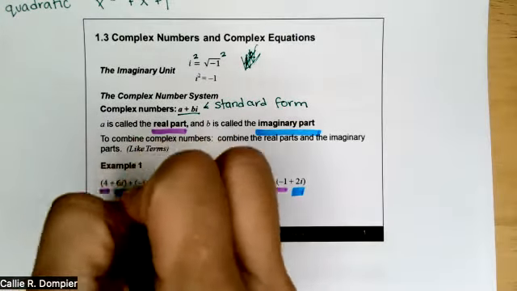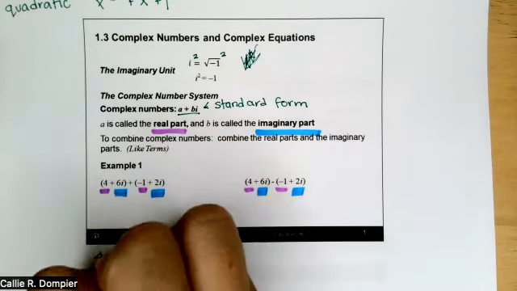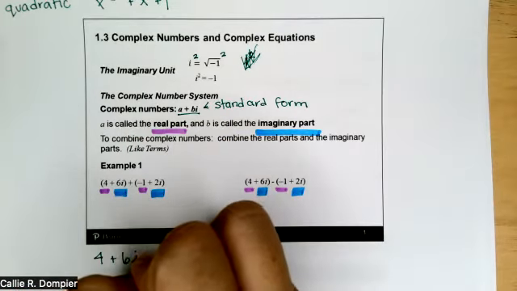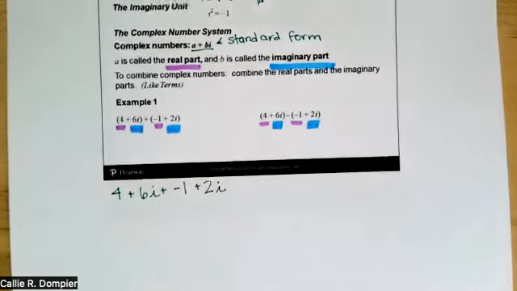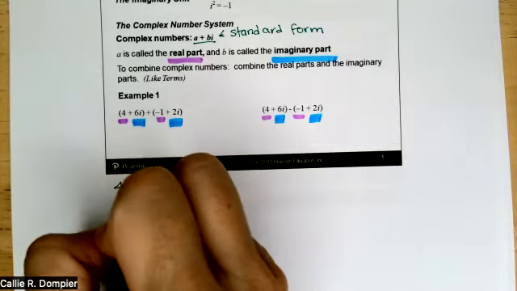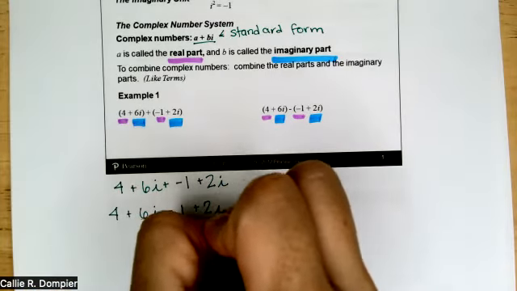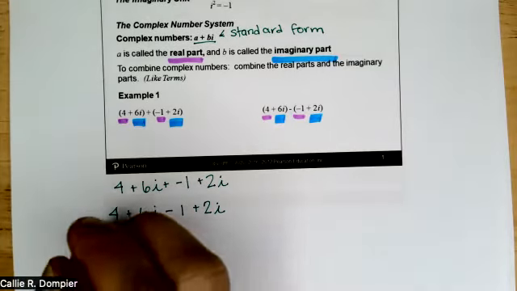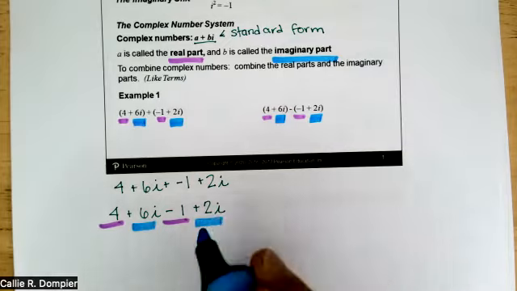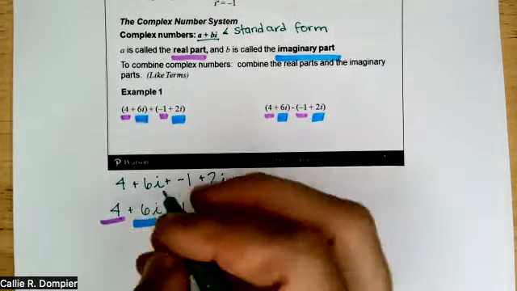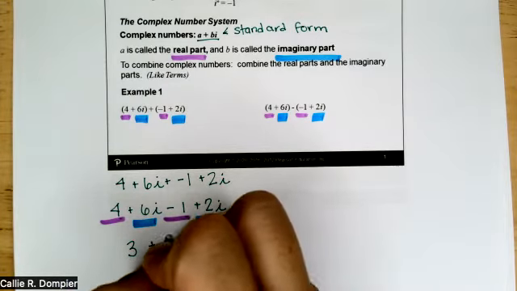So we're just adding, I'll rewrite it, 4 plus 6i plus, ooh, I should write that -1 plus 2i. Write it again. 4 plus 6i minus 1 plus 2i. And again, just combine like terms. 4 minus 1, 6 and 2. 4 minus 1 becomes 3. 6 plus 2 is 8.